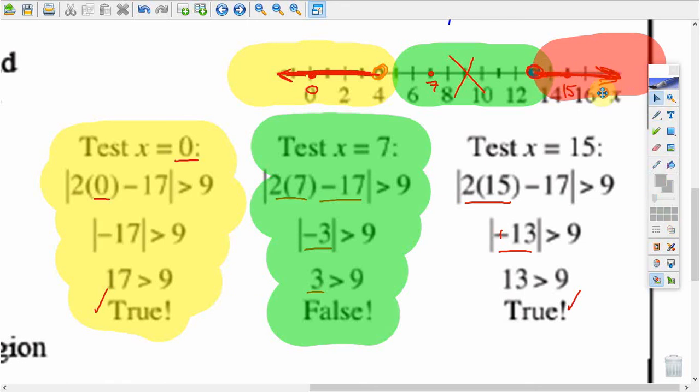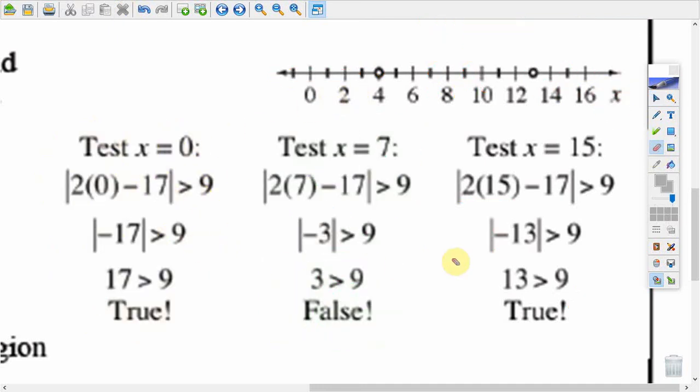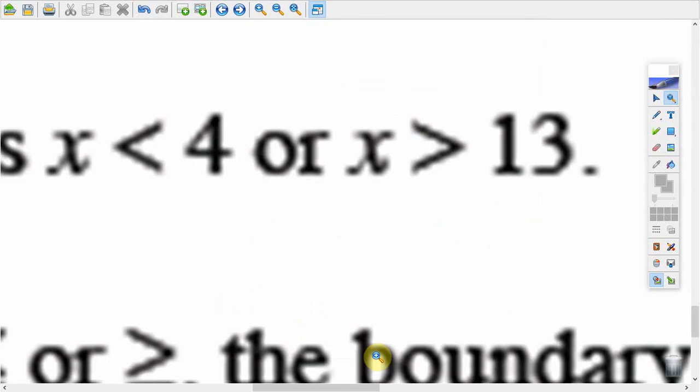So if we take out our shaded areas there, let's work here. Our final solution is going to look like shaded to the left of 4 and to the right of 13 with open circles on both of those points. Therefore, our solution is down here: x is less than 4 or greater than 13.